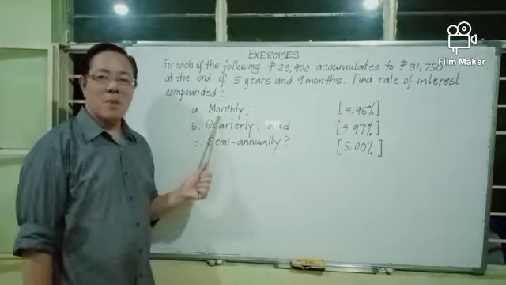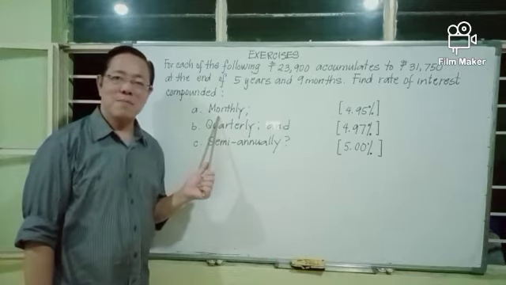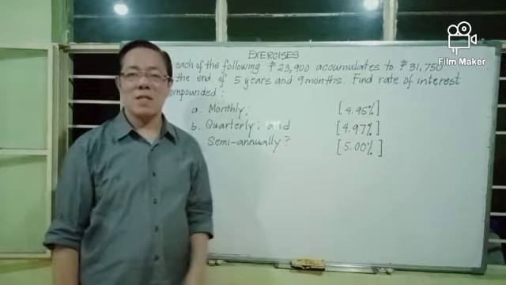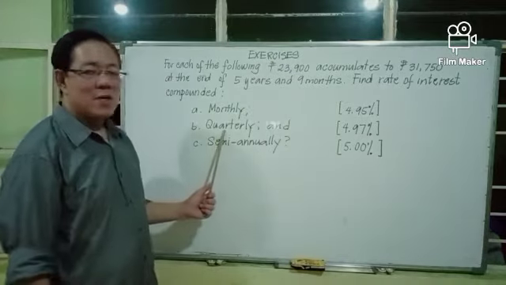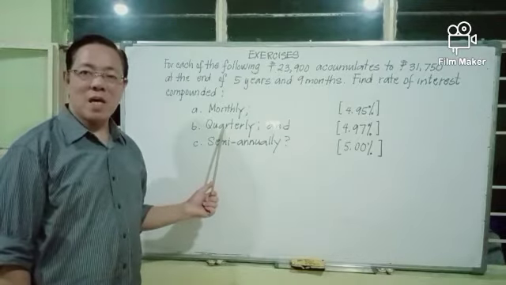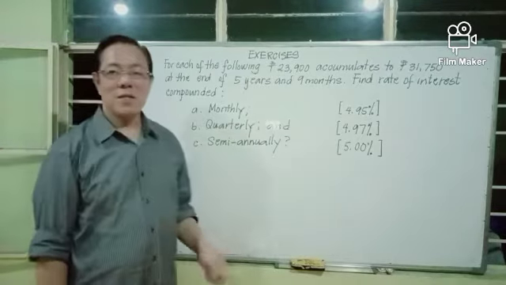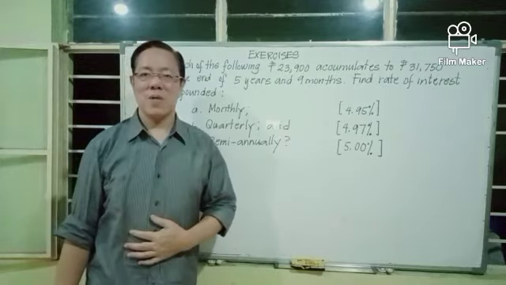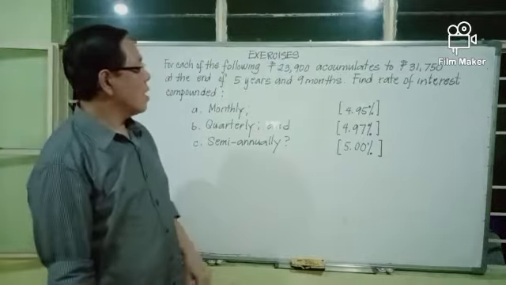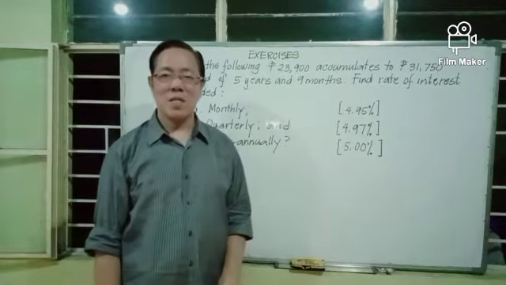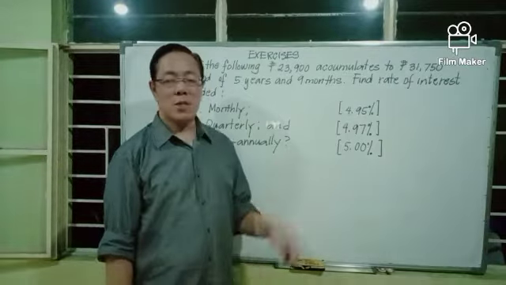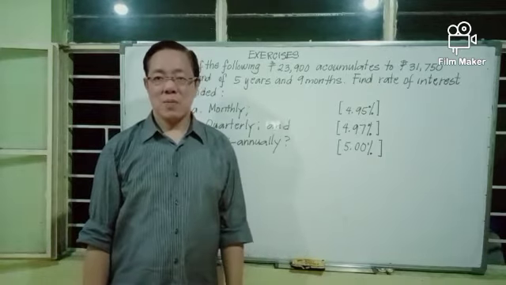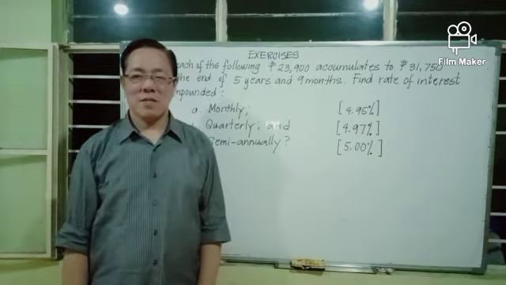In letter A, the compound interest rate is compounded monthly. In letter B, the unknown compound interest rate is compounded quarterly. That means the interest will be computed 4 times in a year. And in letter C, the rate is compounded semi-annually, which means interest will be computed twice a year. And the time given is 5 years and 9 months. Again, you have to convert 9 months to years and add it to 5 to have the time in years.